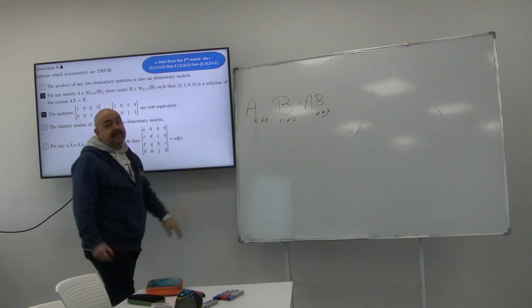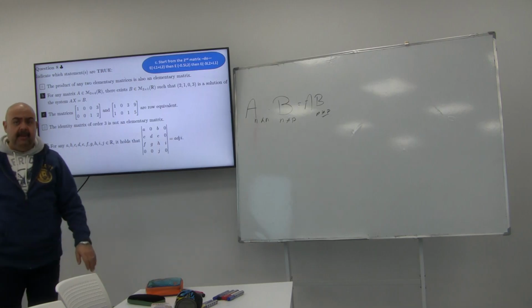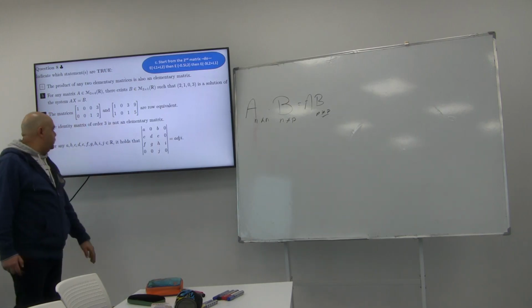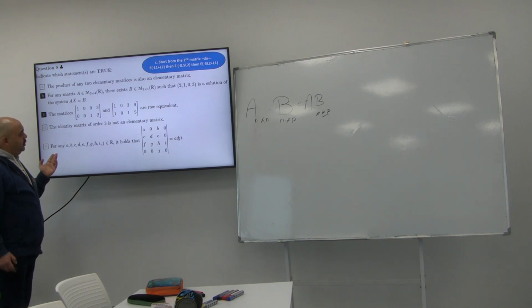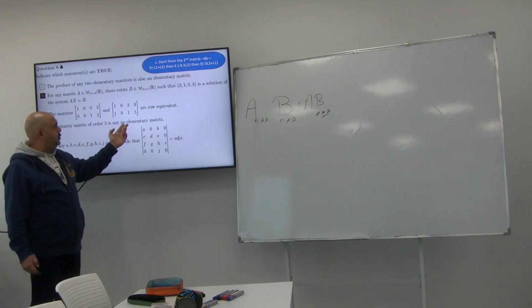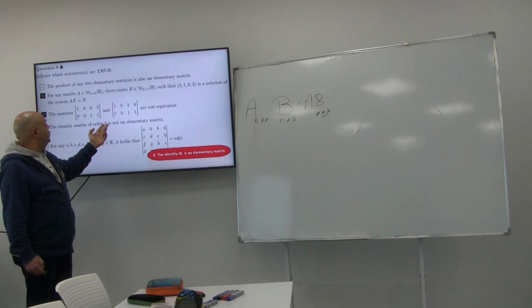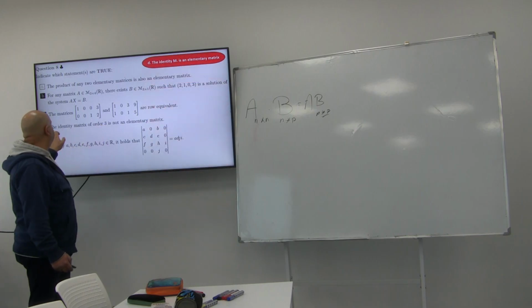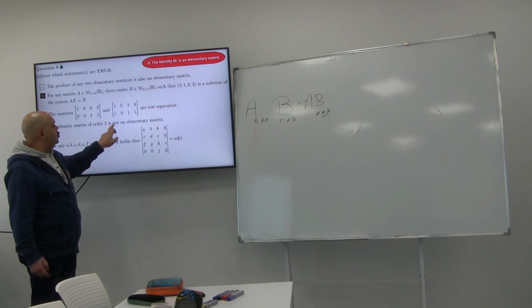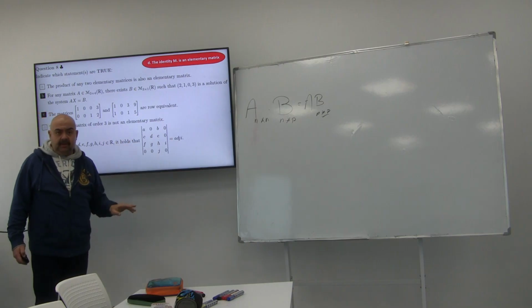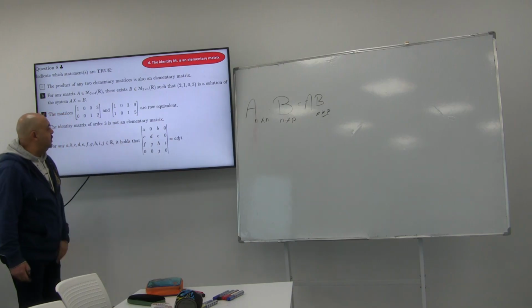I've written the recipe for you. Just do it, and you will be able to get from the second matrix to the first matrix. The last question: the identity matrix of order 3 is not an elementary matrix. It's not correct. It's an elementary matrix, so option D is direct. The identity matrix of order 3 is an elementary matrix, as I told you, so this statement is not correct because of the word "not" in it.